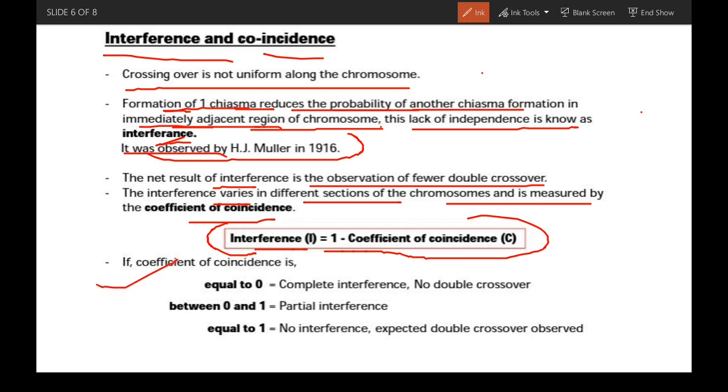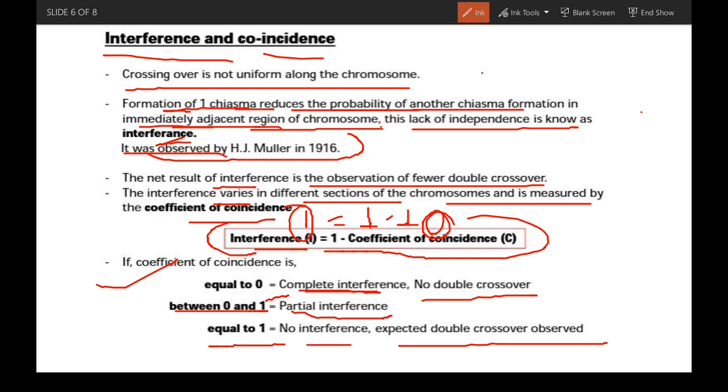Now if the coefficient of coincidence is equal to 0, so 1 minus 0 is equal to 1. That is complete interference. I becomes 1, right? So there is complete interference and no double crossover is formed. If the coefficient of coincidence is between 0 and 1, it shows partial interference, and if the coefficient of coincidence is 1, that is 1 minus 1, then interference becomes 0. No interference, expected double crossovers are observed.